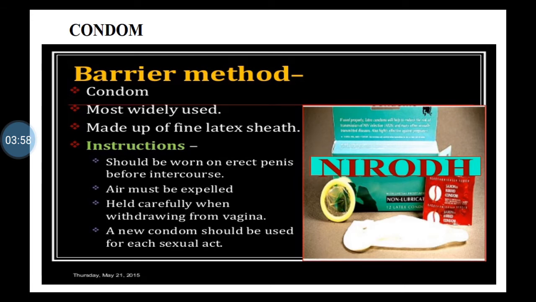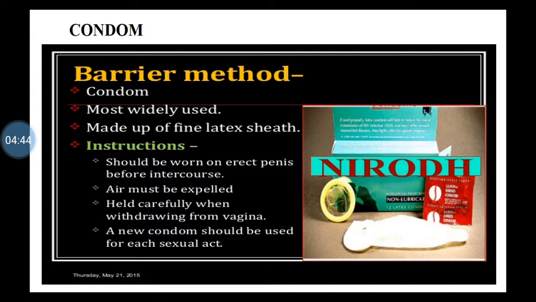So here in this slide you can see that it is most widely used and it is made of rubber latex. Sometimes silicone can also be used as the material. The instructions are, as I said, that it is to be unrolled on the erect penis before intercourse. At that time a little space should be left at the end, so that the fluid that gets ejaculated can spill into it.